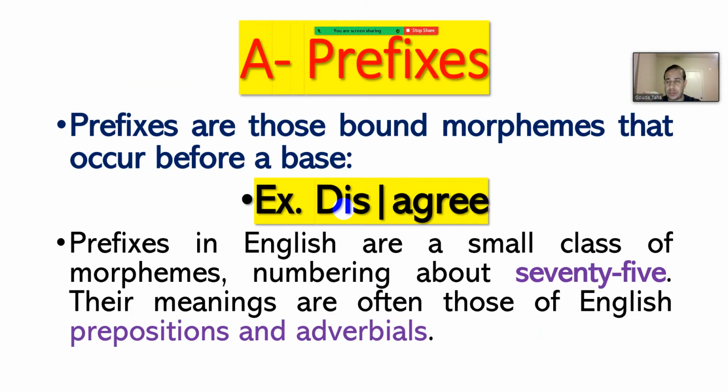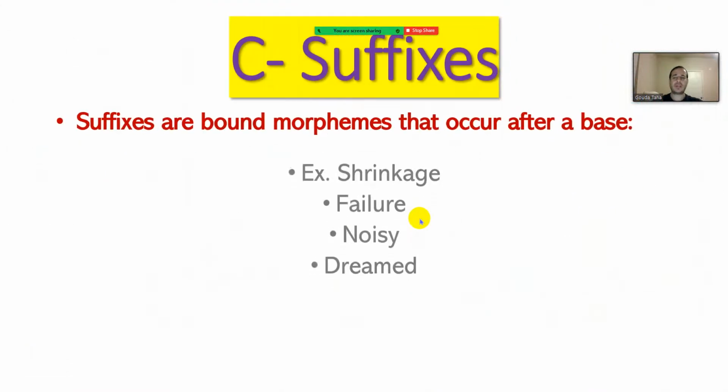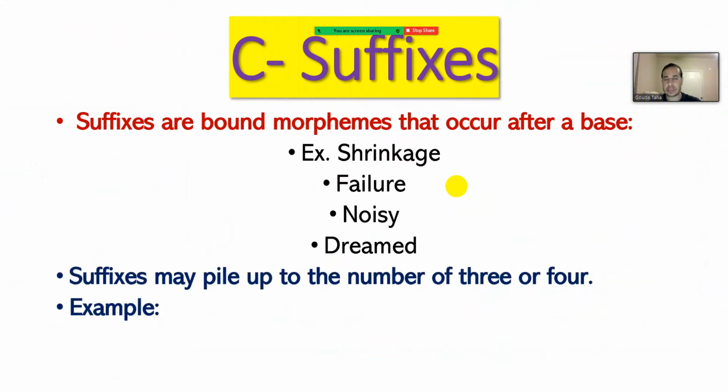Almost all of them include prepositions or adverbials in the prefix places. Suffixes, on the other hand, are bound morphemes that occur after a base. So shrinkage, failure, noisy, or dream, all of them are suffixes because they occur after a base, which is in this case shrink. The second one, fail. The third one is noise. Sorry, the last one is dream.